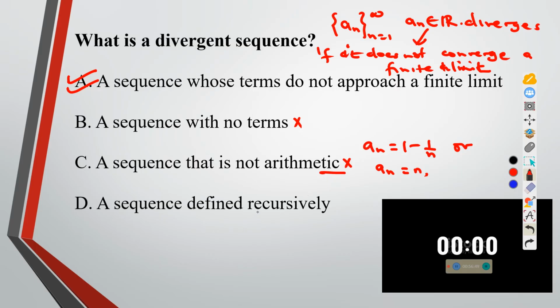Then D, a sequence defined recursively. This is incorrect because recursive definitions, e.g. if a1 is 1 and a_{n+1} is a_n plus 1, describe construction, not behavior. So recursive sequences can converge or diverge, and this one will be out. So what is a divergent sequence? A divergent sequence is a sequence whose terms don't approach a finite limit, and that will be the answer.